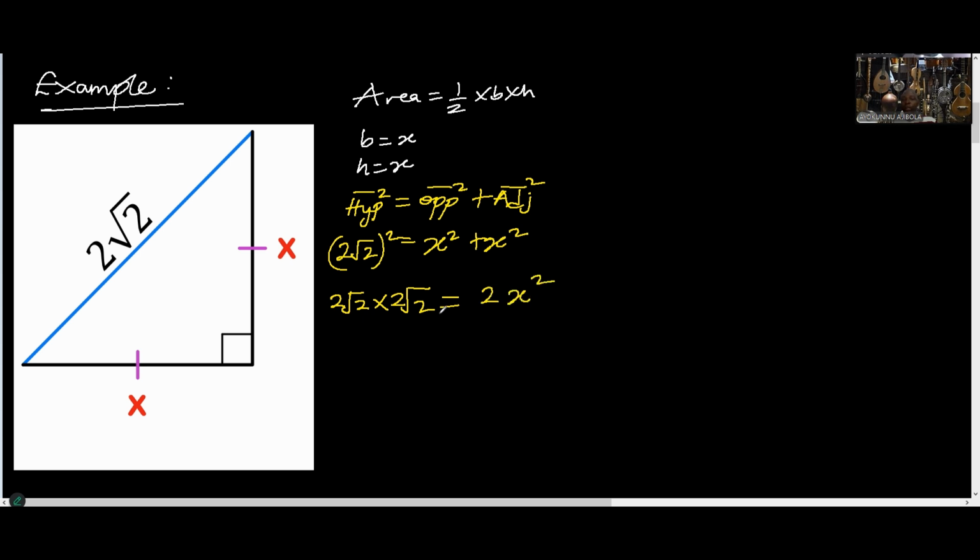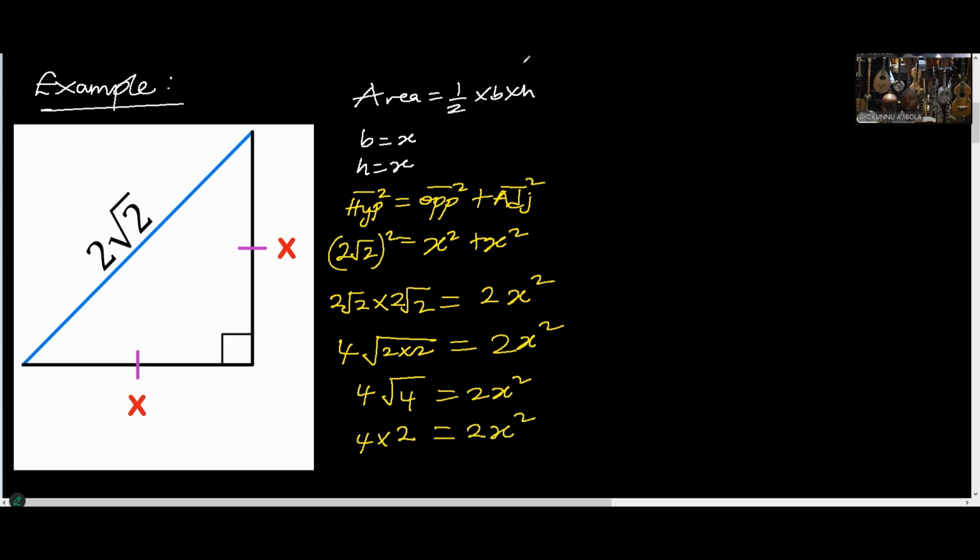So what is 2 times 2? That's 4. Root 2 times root 2, that's 2 times 2 in the root, okay? So 2x squared. Then what is 2 times 2? That's 4, right? So that is 4 root 4 equal to 2x squared. What is the square root of 4? That's 2, then times 4. Is that clear?